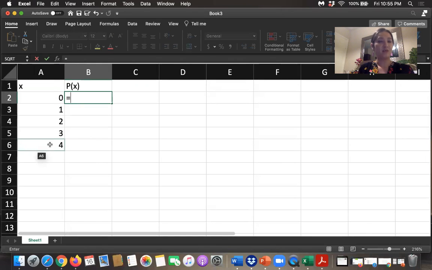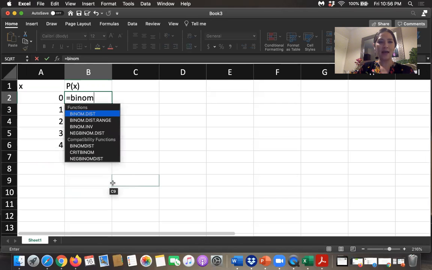All of these have equal probabilities of success. They have a probability of 1 in 5, or 0.2, as a probability of success. So this is a binomial distribution. So if I want to find the probabilities, I can use that binomial function again. So I'll type equals BINOM, and there it is. It just pops up for me.